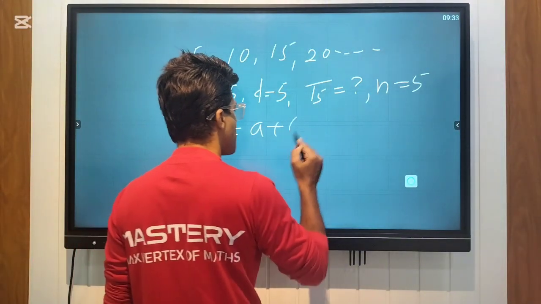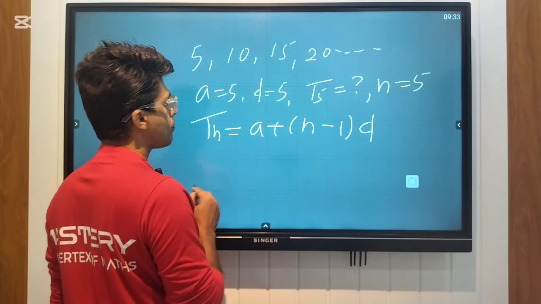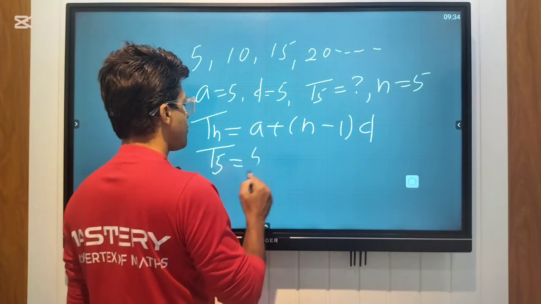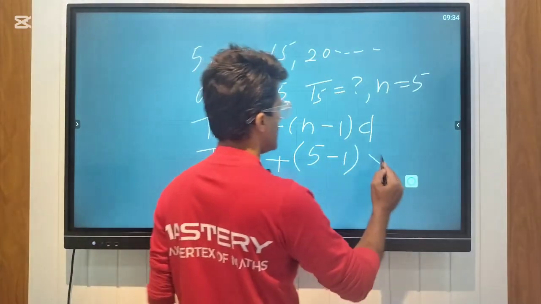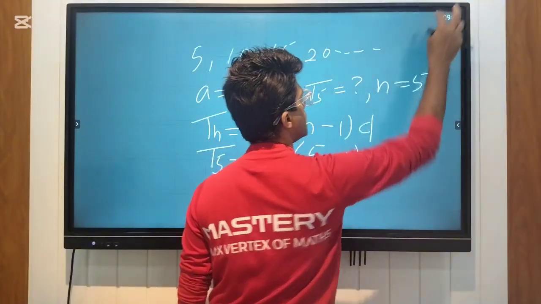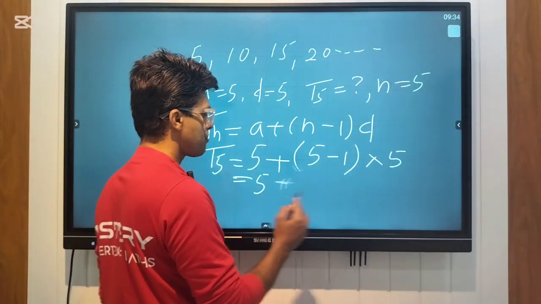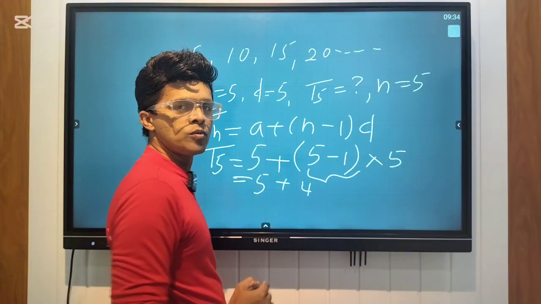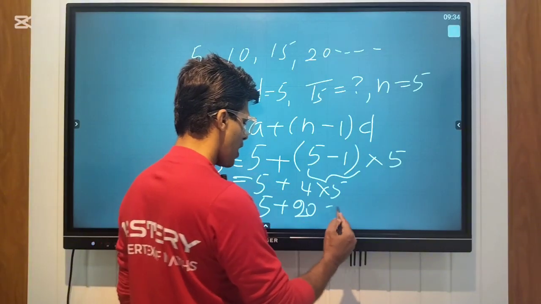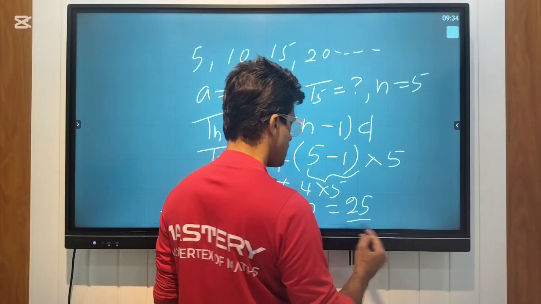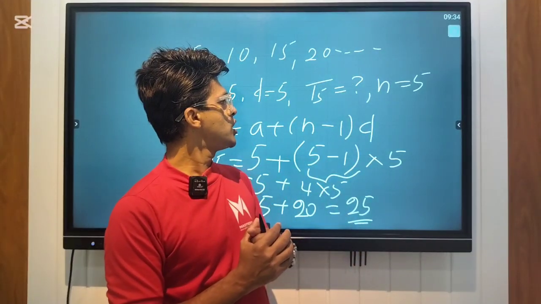Tn equals a plus (n minus 1) times d. The value of a is 5, the value of n is also 5, then 5 minus 1 times d, which also equals 5. Let's simplify this. 5 plus, 5 minus 1 is 4, 4 times 5 is 20, then 5 plus 20 is 25. So this is a way of getting the nth term.